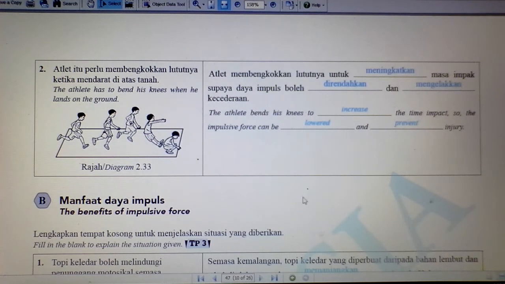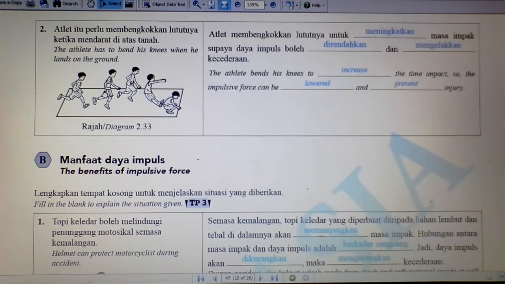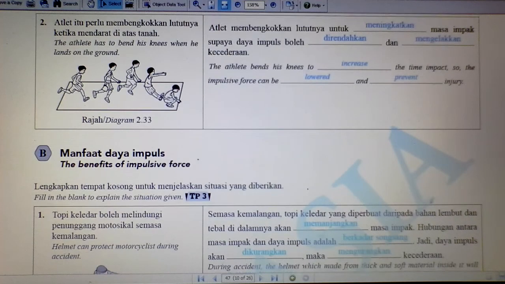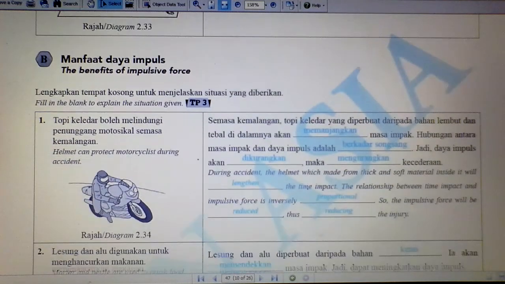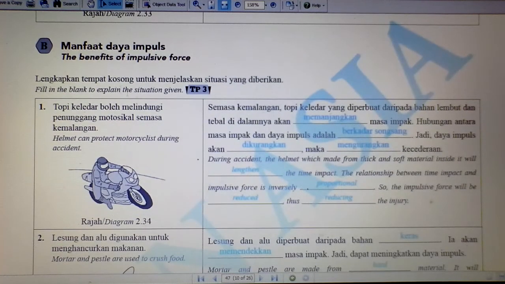Okay, next, benefit or advantage of impulsive force. Meaning impulsive force can be beneficial, can be harmful, depending on the situation. Okay, look at number 1. Helmet can protect motorcyclists during accident. So, explanation on this one.